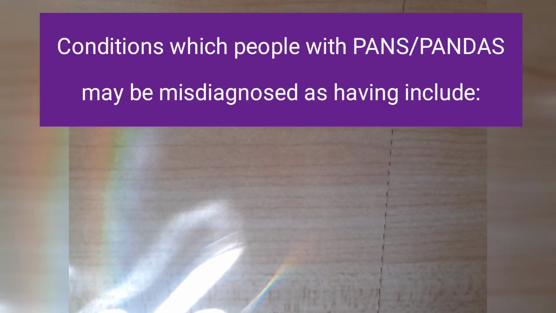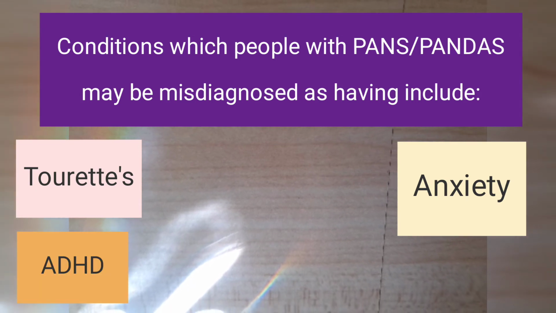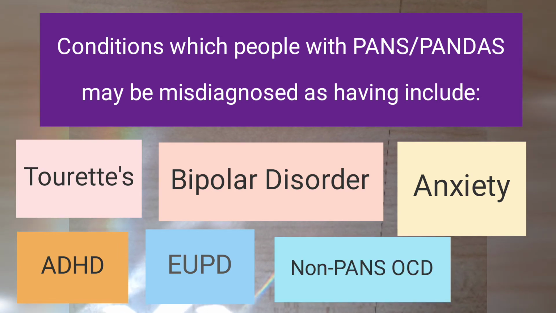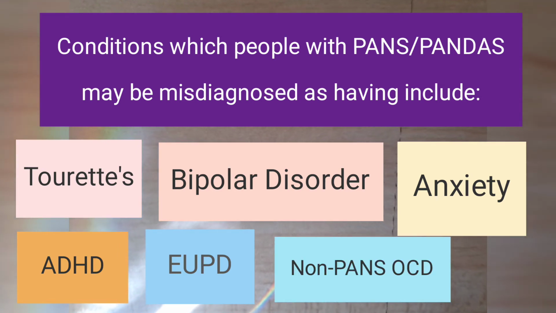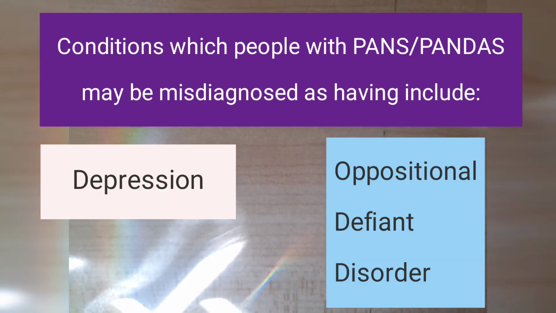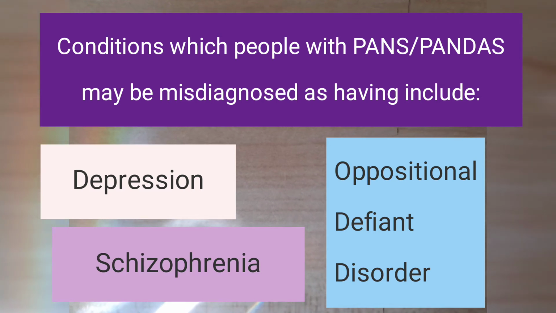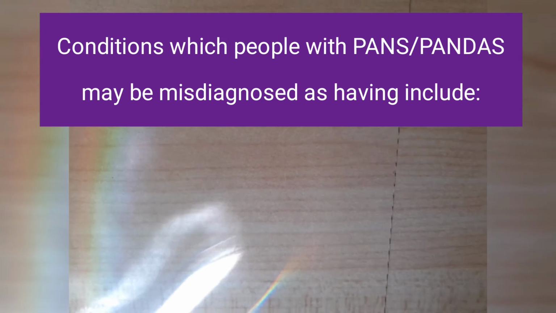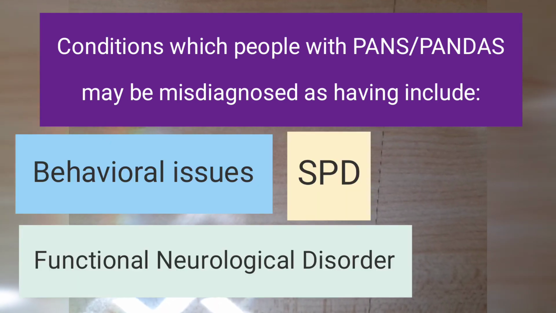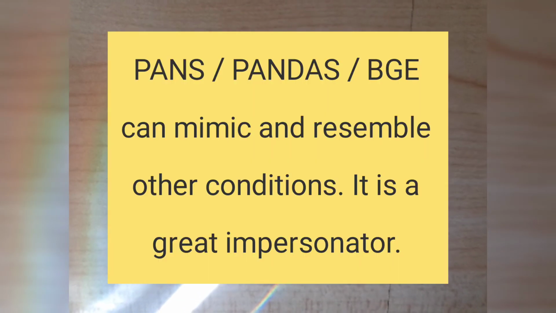Conditions which people with PANS, PANDAS, BGE may be misdiagnosed as having include Tourette Syndrome, an anxiety disorder, ADHD, bipolar disorder, possibly emotionally unstable personality disorder, or non-PANS, PANDAS related OCD. People may also be misdiagnosed as having non-PANS, PANDAS related depression, oppositional defiant disorder, or schizophrenia. Other conditions which people can be misdiagnosed as having include behavioural problems, sensory processing disorder, functional neurological disorder, or autism.